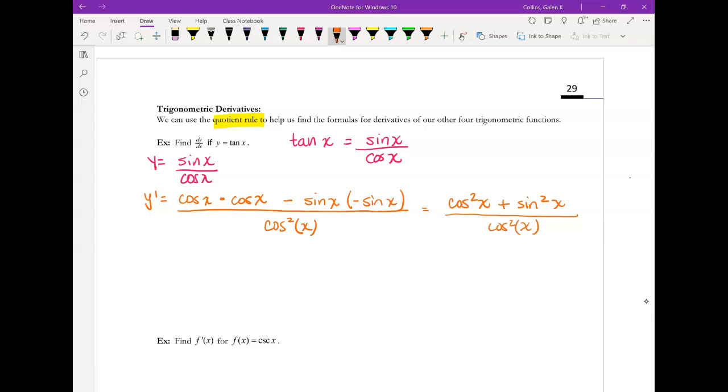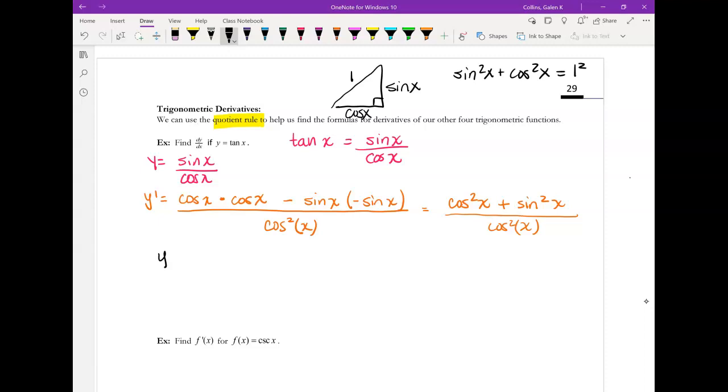Now, this is not our final answer, or at least this is not how we want to write the derivative of the tangent of x. And we might need to remember one of our Pythagorean identities from trig, that cosine squared plus sine squared is 1. And if you just think about the unit circle, we know on the unit circle the hypotenuse is 1. There's the sine of x, there's the cosine of x. This is just the Pythagorean theorem. So a squared plus b squared equals c squared. Sine of x squared plus cosine of x squared equals 1 squared, which is just 1.